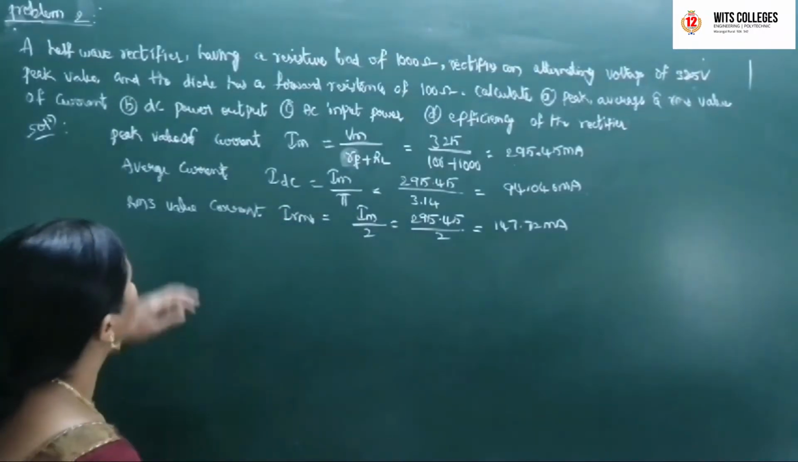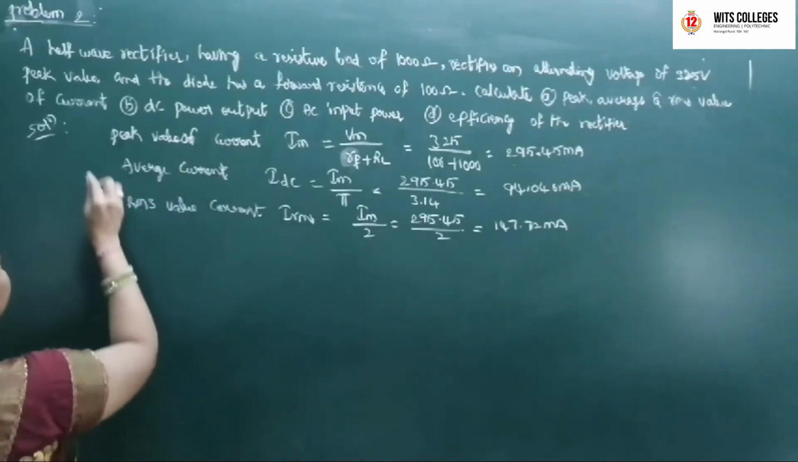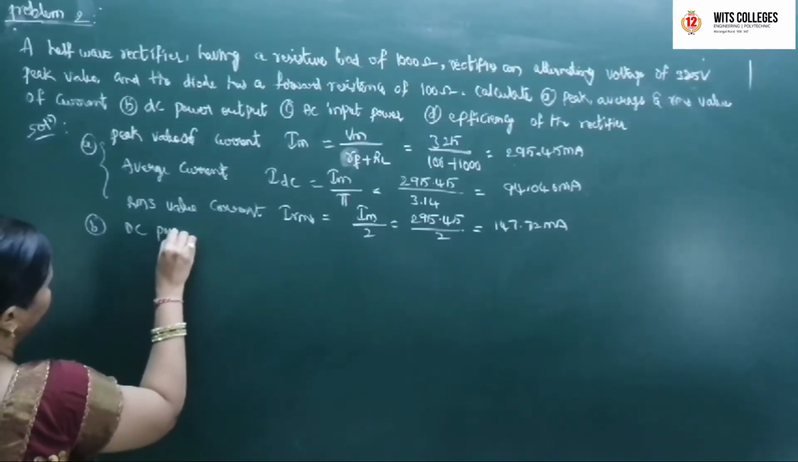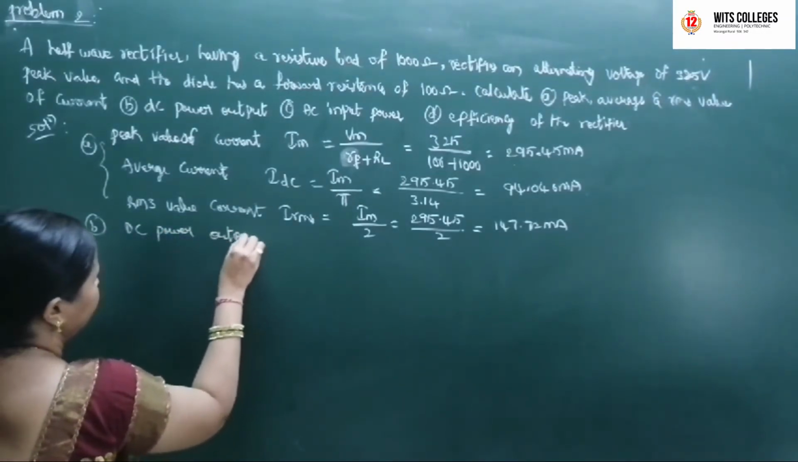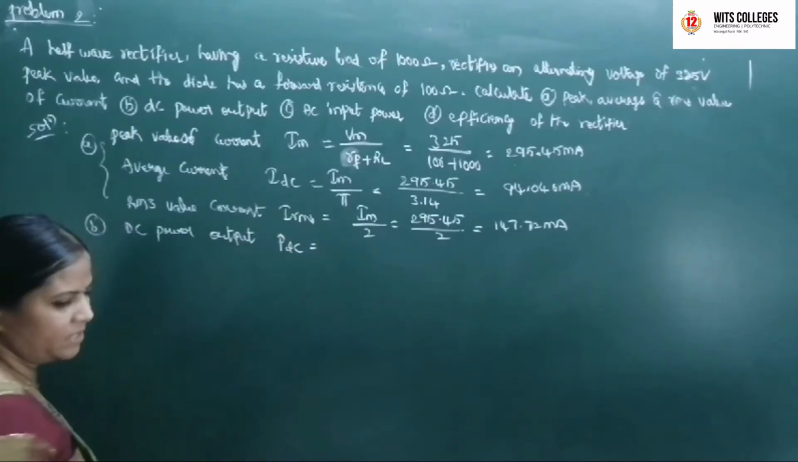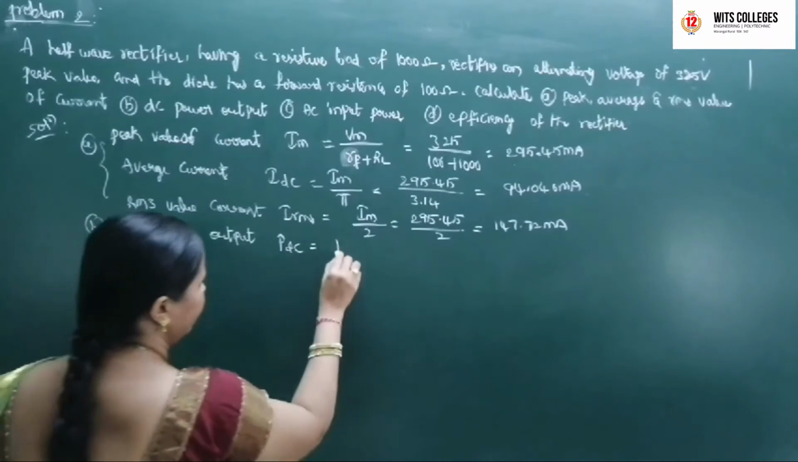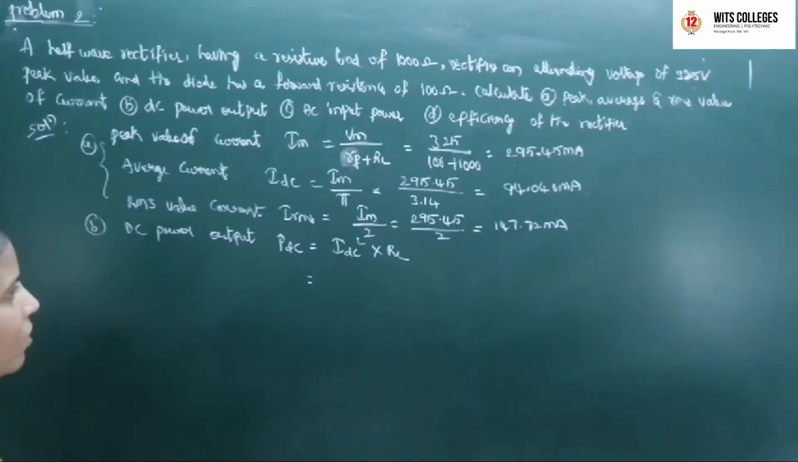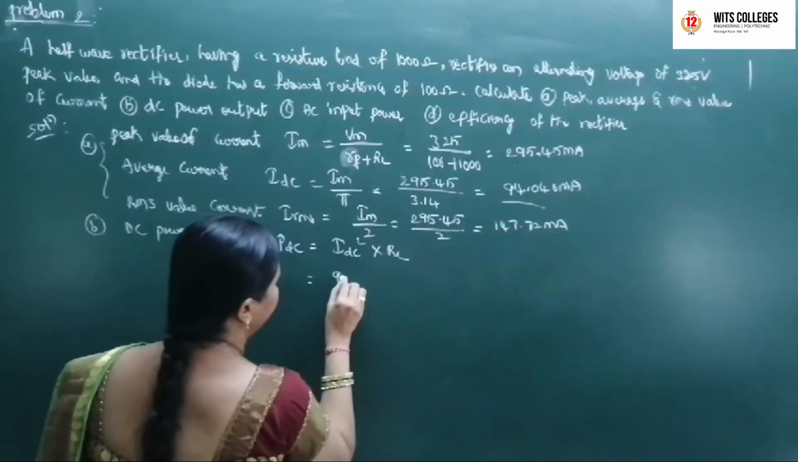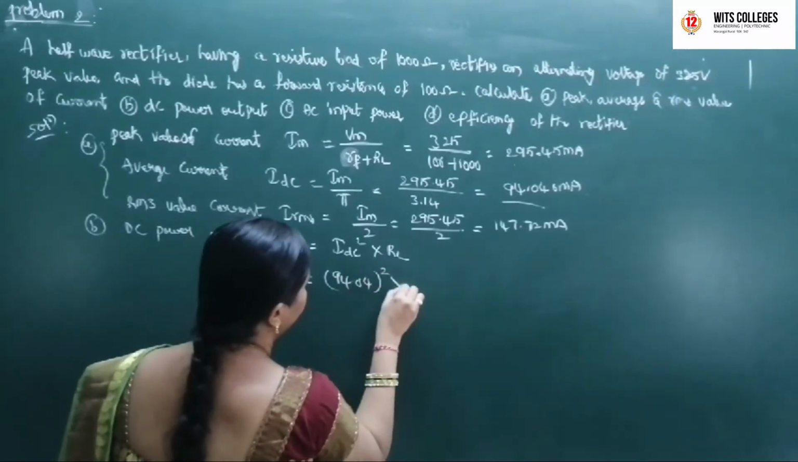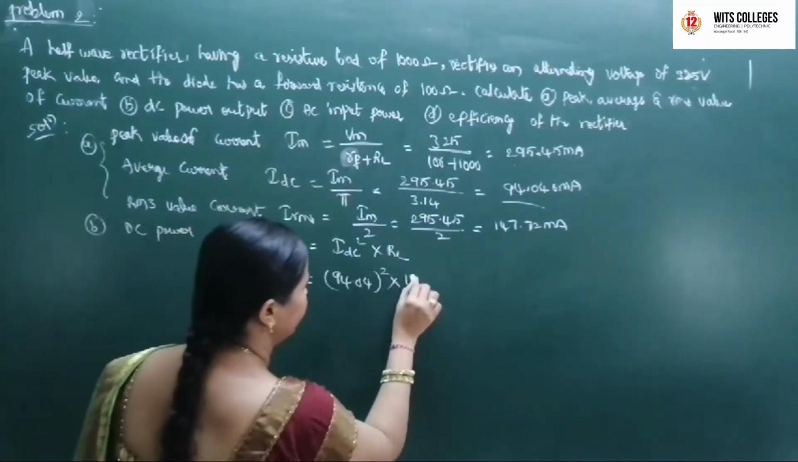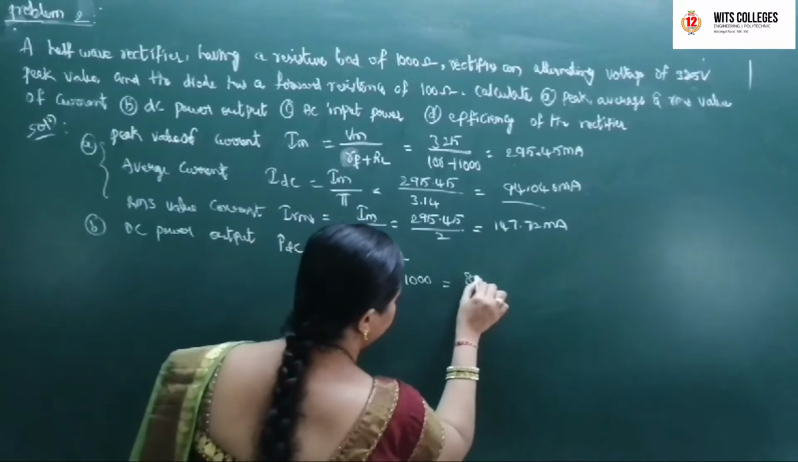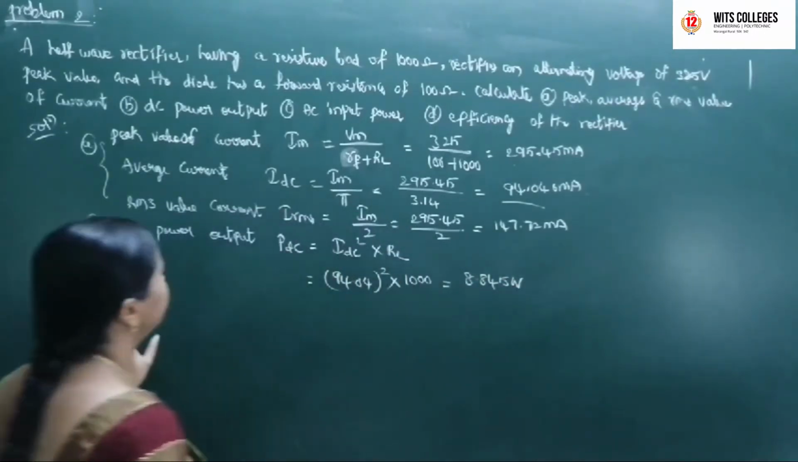So that is A. Next, B, the DC power output. It is indicated by PDC equal to IDC square into RL. The IDC value is 94.04 whole square, and the load resistance value is 1000 ohms. If you calculate this, you will get 8.845 watts. So this is the DC power output PDC.